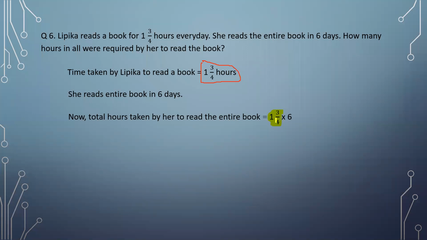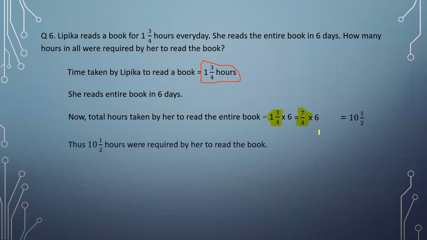Now, if we convert it into an improper fraction, then we have to consider the product of divisor and quotient. That means 4 into 1, and we have to add the remainder, which is 3. So 4 plus 3 is 7, and the denominator 4 will remain as it is. So therefore 7 upon 4 into 6 is the final conversion, and here 7 upon 4 is an improper fraction.